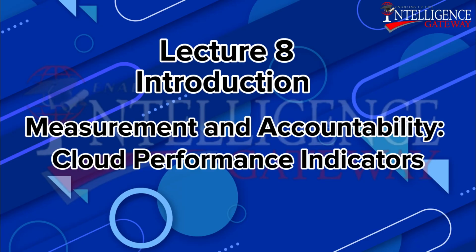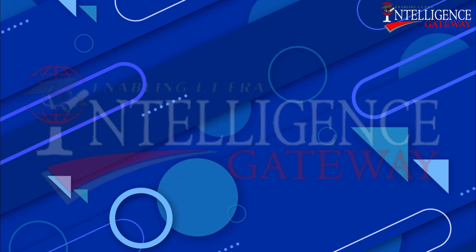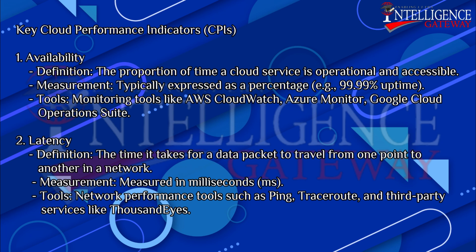Lecture 8, Measurement and Accountability, Cloud Performance Indicators. Introduction. In the realm of cloud computing, measuring performance and ensuring accountability are critical for maintaining optimal operations and meeting service-level agreements, SLAs. Cloud Performance Indicators, CPIs, are essential metrics that provide insight into the efficiency, reliability, and scalability of cloud services. This module will cover key performance indicators, KPIs, specific to cloud environments, how to measure them, and their role in accountability. Key Cloud Performance Indicators, CPIs.